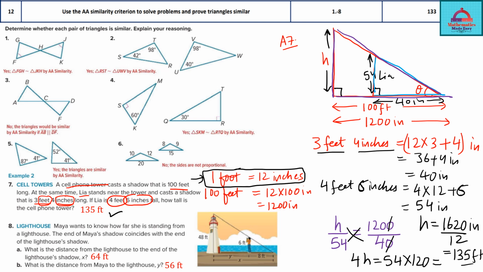So the answer is 135 feet for this question. What did we use? We used the conversion factor, 1 foot equal to 12 inches, and we also used similarity of the two triangles, the small and the big one. In a similar way, we are going to solve question 8 now in the next slide.